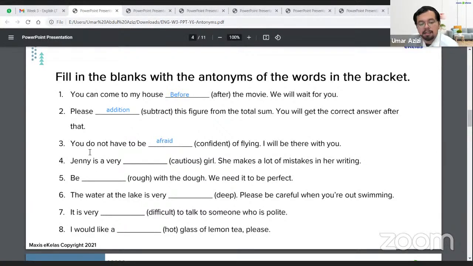All right, number 4. Jenny is a very cautious girl. She makes a lot of mistakes in her writing. So what is the antonym for the word cautious? You pronounce the word C-A-U-T-I-O-U-S, cautious. What is the antonym, the opposite of the word cautious?